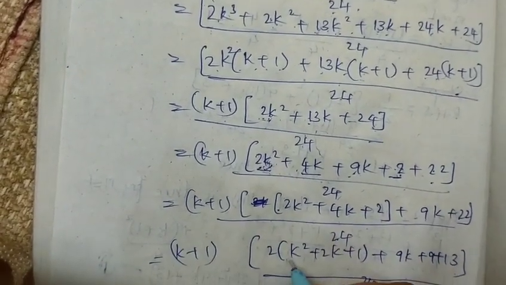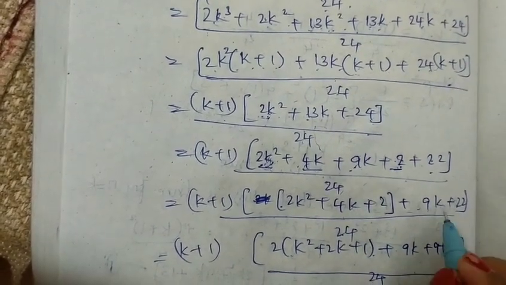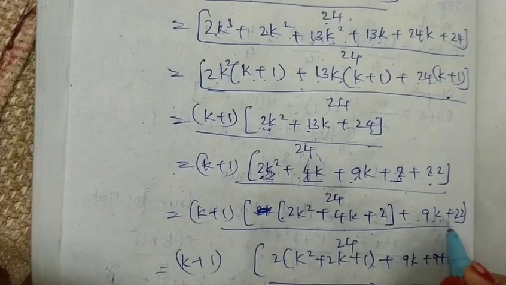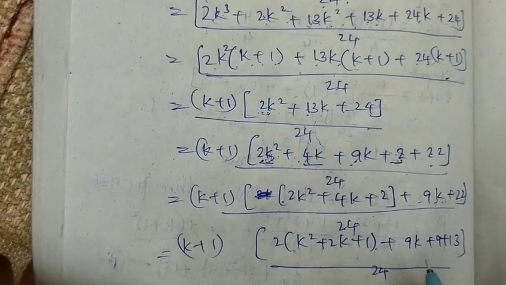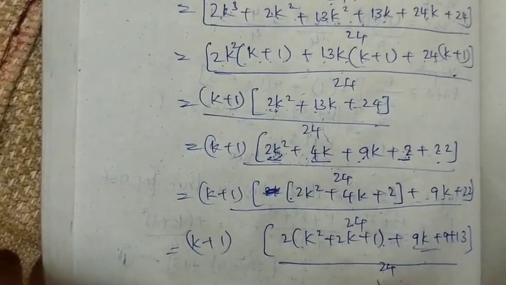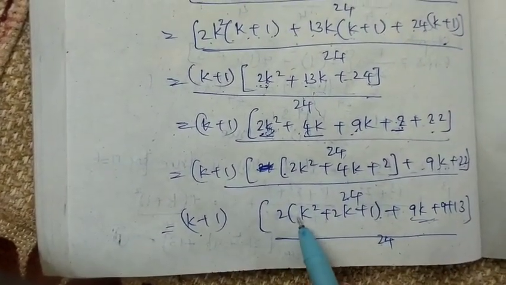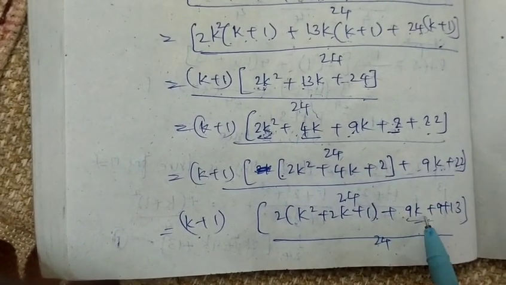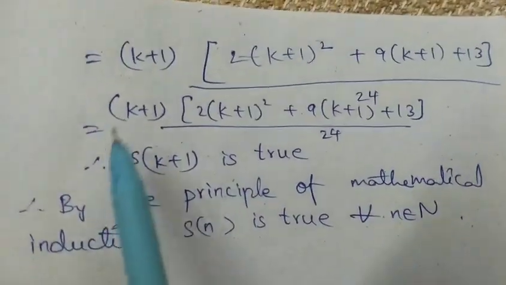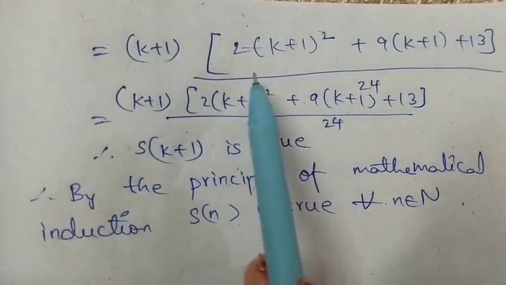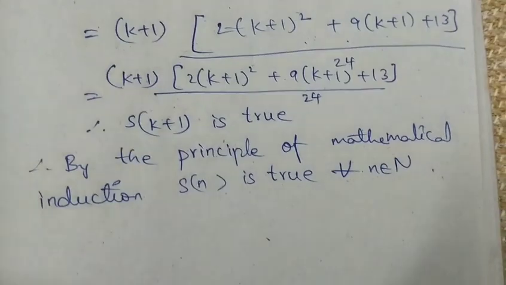Then 2 into, if you take common, k square plus 2k plus 1, plus 9k plus 9 plus 13. Okay, now from the 9k plus 9 terms you take 9 common, because we need to get it in terms of 9 into k plus 1 also, right? So that term you take as common. You will get k plus 1 into 2 into k square plus 2k plus 1 plus 9k plus 9 plus 13 divided by 24. Now you have k plus 1 into 2 into k plus 1 whole square plus 9 into k plus 1 plus 13 divided by 24.